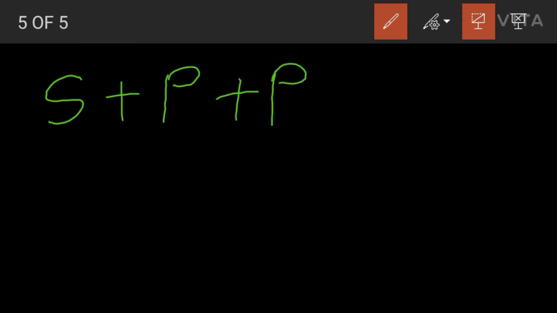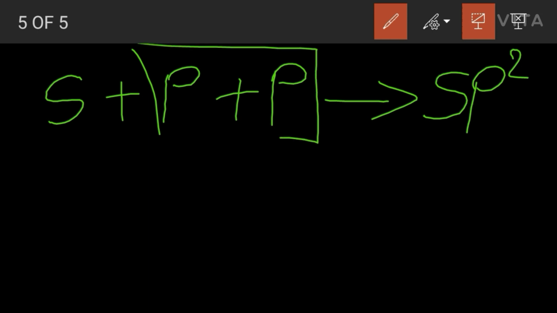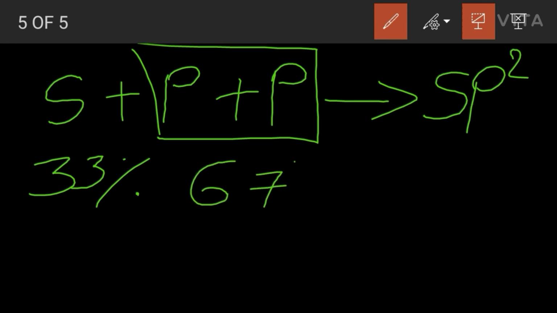In sp2 hybridization, what happens? One s orbital combines with the two p orbitals to form sp2 hybrid orbitals. Here two p orbitals are mixed with the one s orbital. That's why the percentage of s character is 33% and the percentage of p character is 67%. This is the percentage of s and p characters in sp2 hybridization.